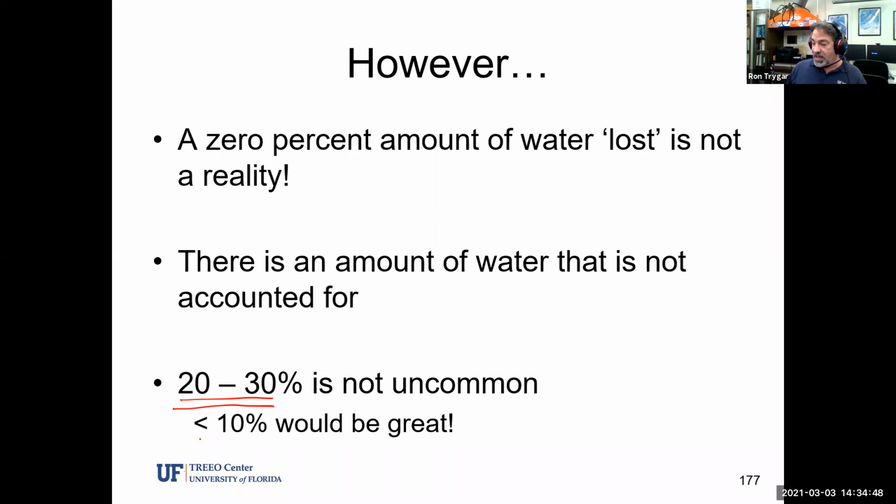So we would say that if you could get down to less than 10%, that would be wonderful. And in some cases, water utilities have gotten it down to less than 5%, and they've been able to account for almost 95% of the water produced and used. So that's wonderful. If you can get down to less than 5%, you're doing something really, really special.